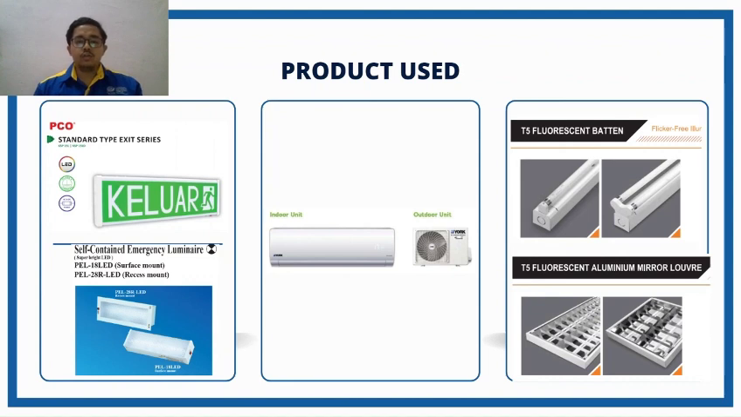Then we need to choose the right equipment or product, because it will affect the place and the user, such as lamps. We need to use an electrical system that generates less heat and the right amount of light in the room. So that's all. Thank you.